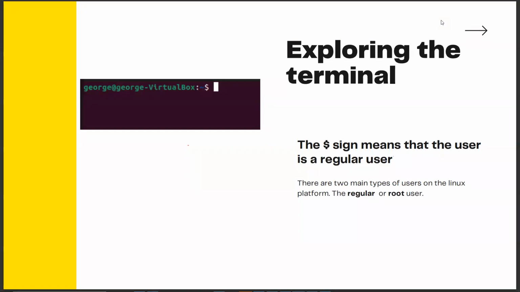So there are a few more things that we would want to discuss here. Now we know what this is. We've agreed that this is the name of the user, and we've agreed that this is the name of the machine we're working on. There's also this, which is telling you the type of user.